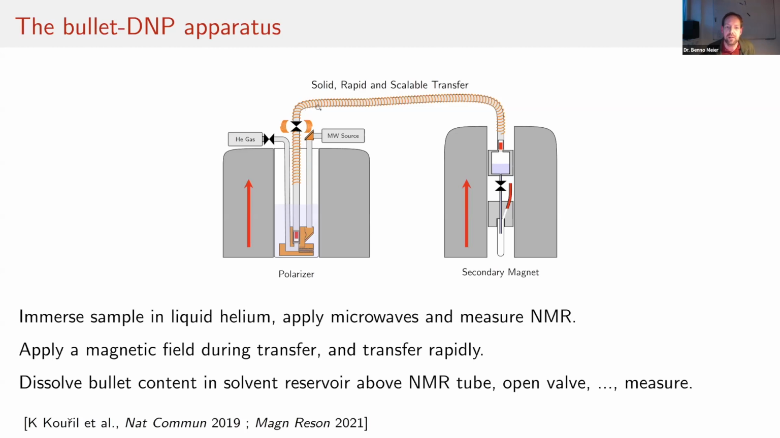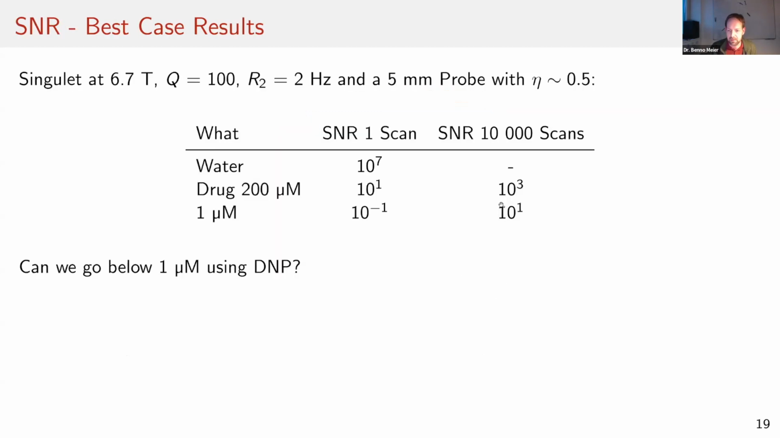You see a solenoid. The tunnel is energized. And then it arrives in the second magnet, and there we have a solvent reservoir. And this is made such that the bullet, this plastic capsule, stays here. It is retained, but the sample can go through this constriction, and that is dissolved. And then it is pushed into the NMR tube, and then we record the NMR spectrum.